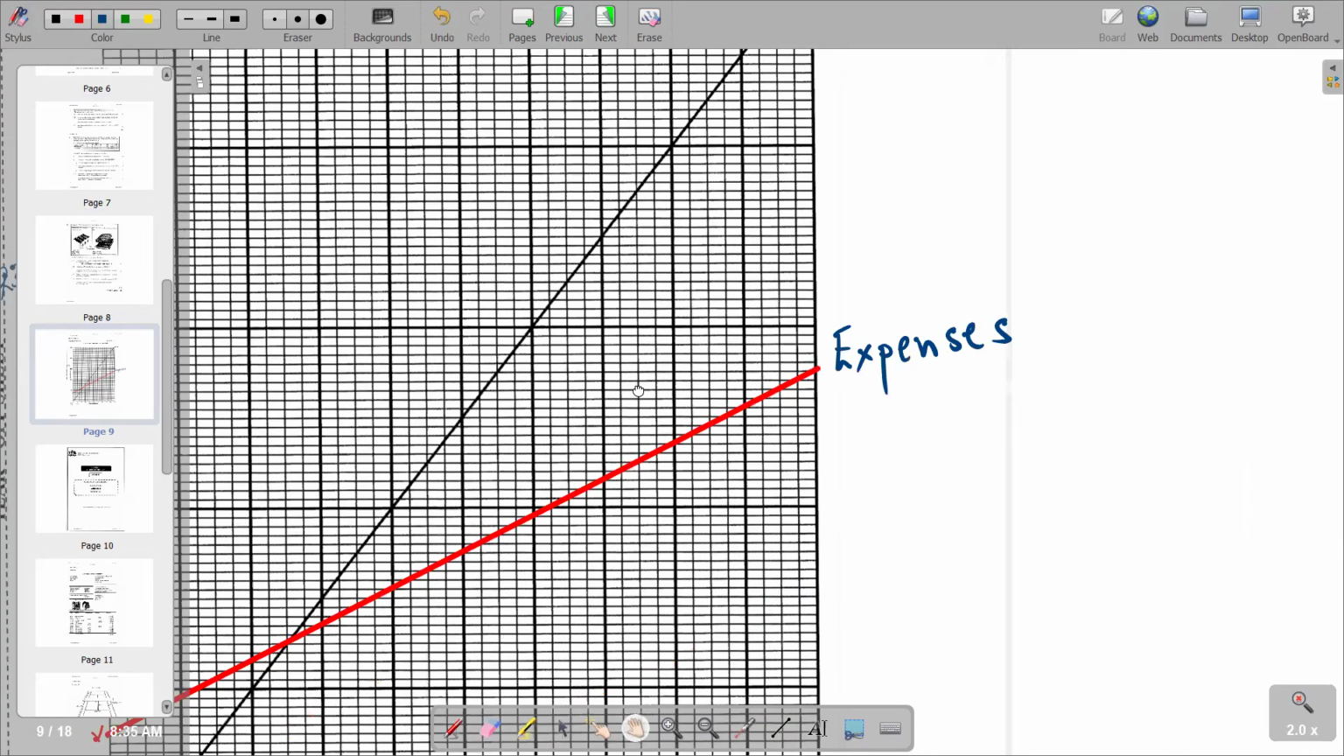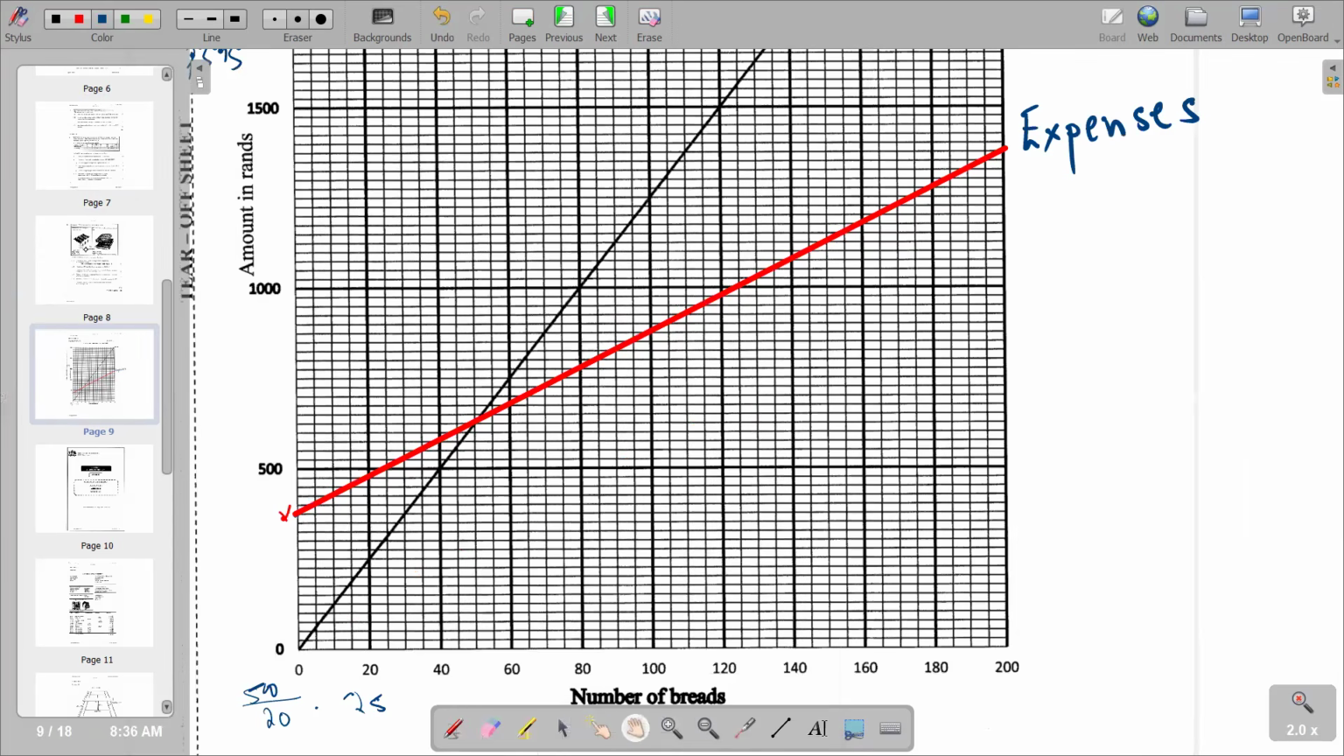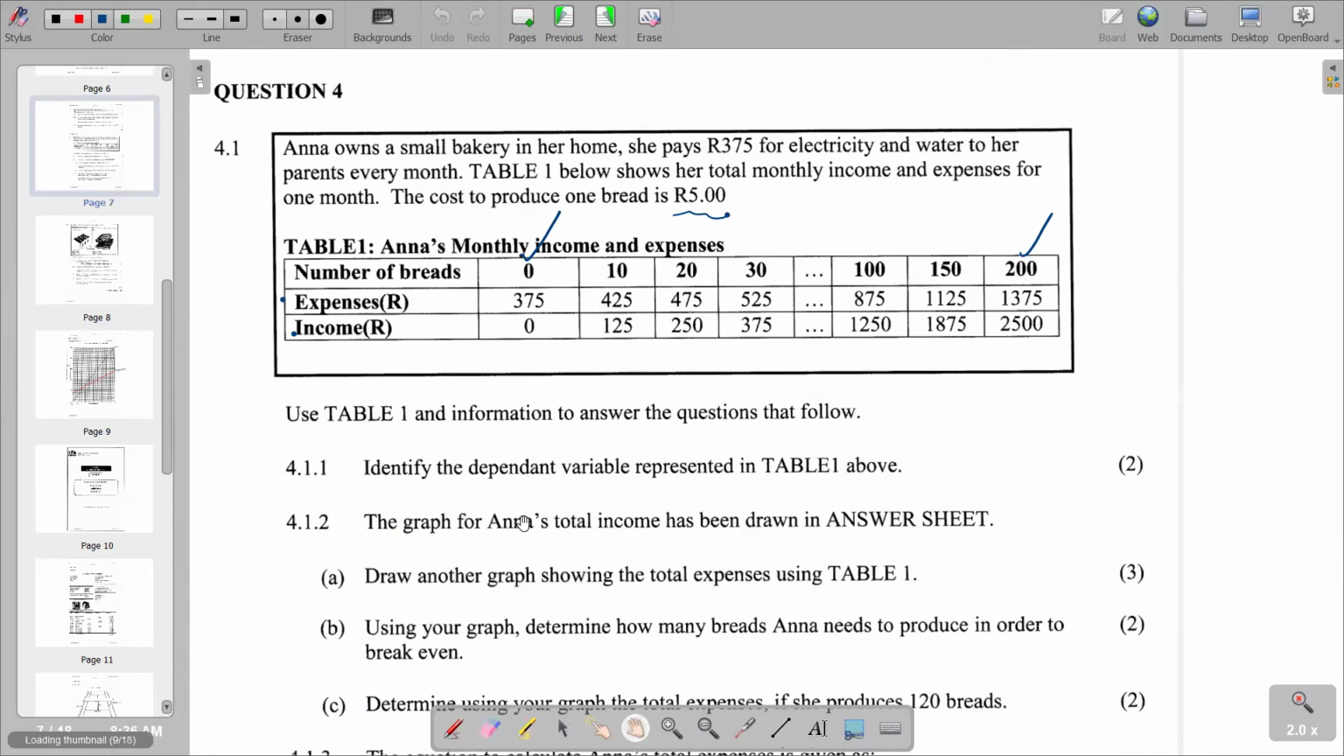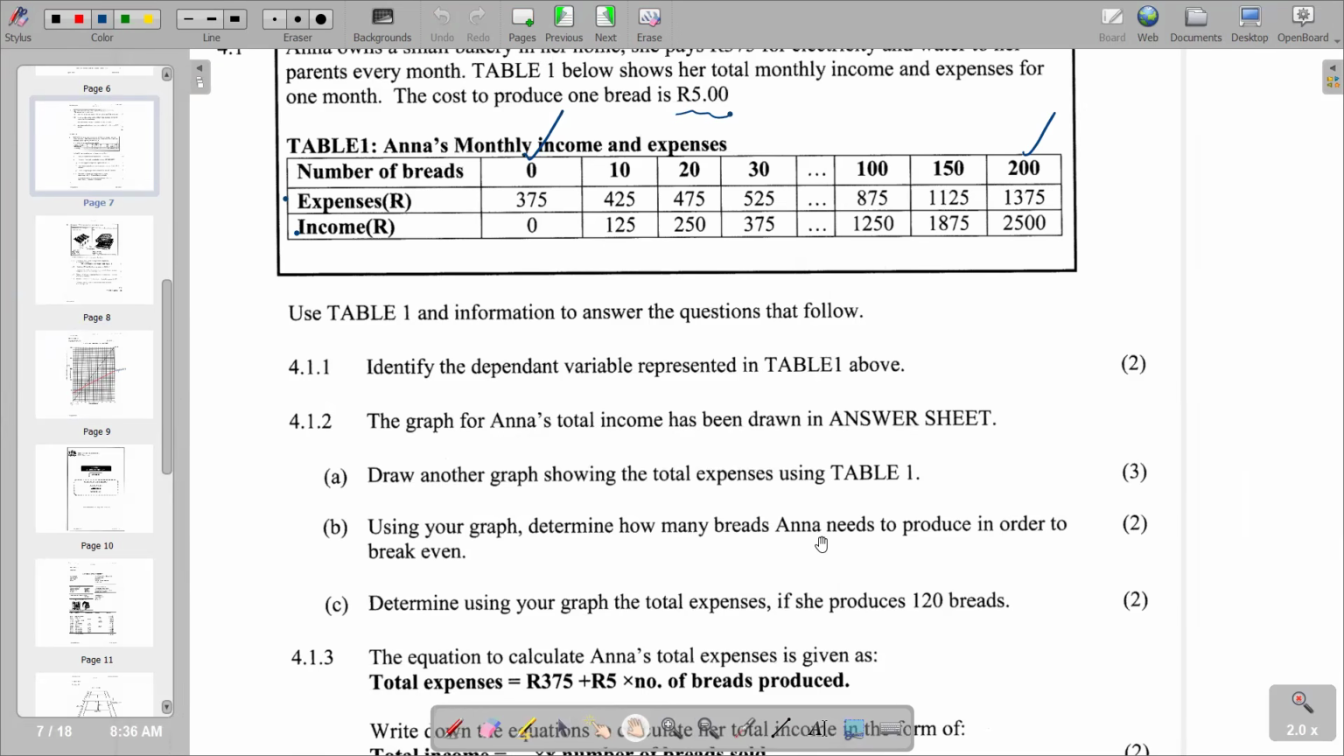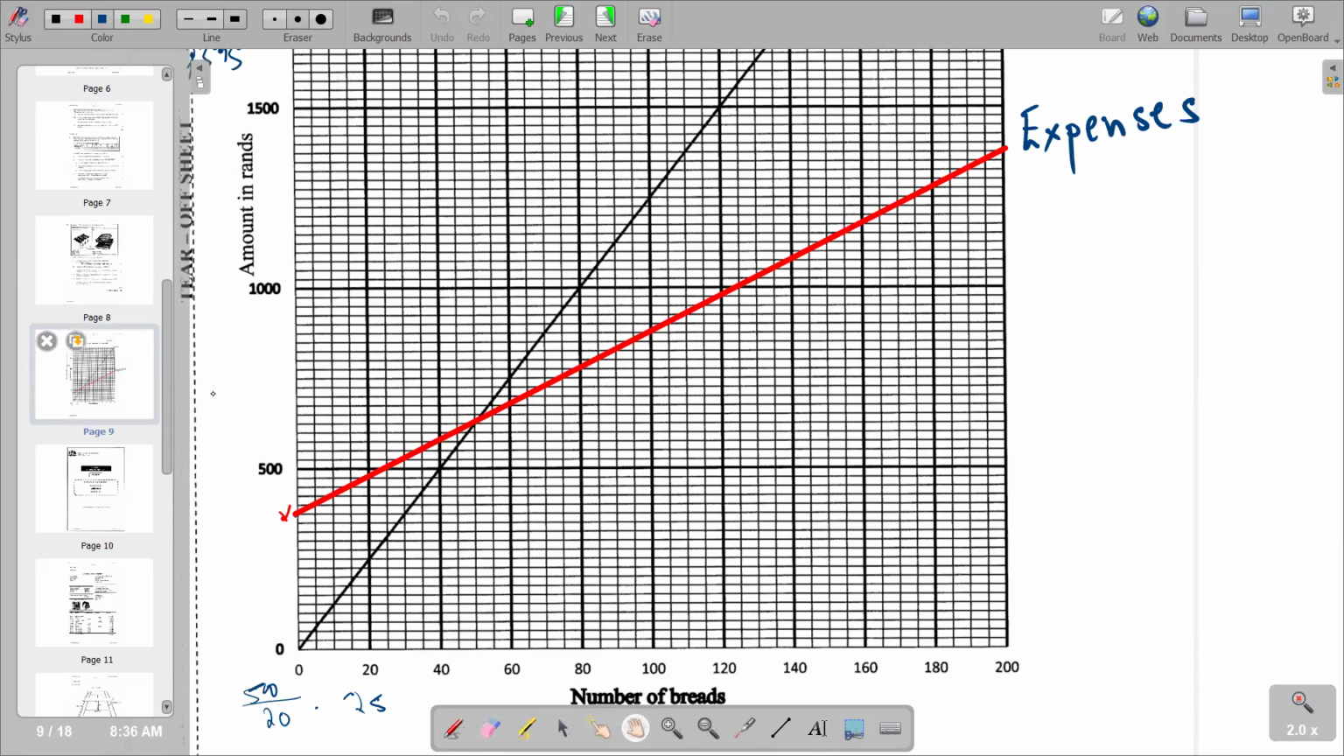And then we have got another question that we need to answer beneath that, which reads, using your graph, determine how many braids a earner needs to produce in order to break even. Break even is where we are having expenses equal to income at the point of intersection. If you come here, you'd see the point of intersection is at this point.